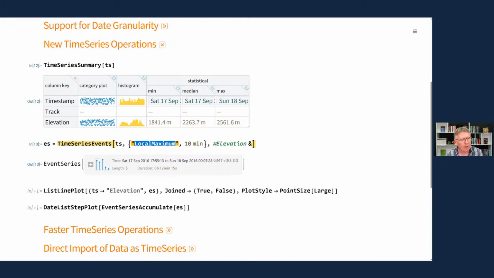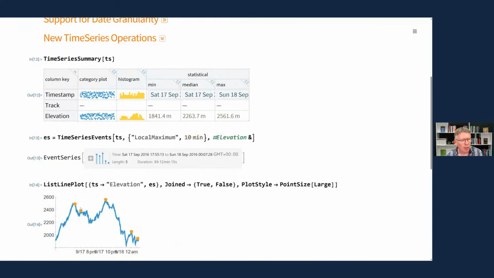And what does maxima mean? Well, it depends on the time interval. Do we mean the global maximum of the whole walk? No, we mean on a 10-minute interval. Find the points where I've never been higher within 10 minutes of that moment. And it's found 5 different event series, and we can throw those onto a plot of the original elevation. You can see here the moments where I hit the high points on this walk.